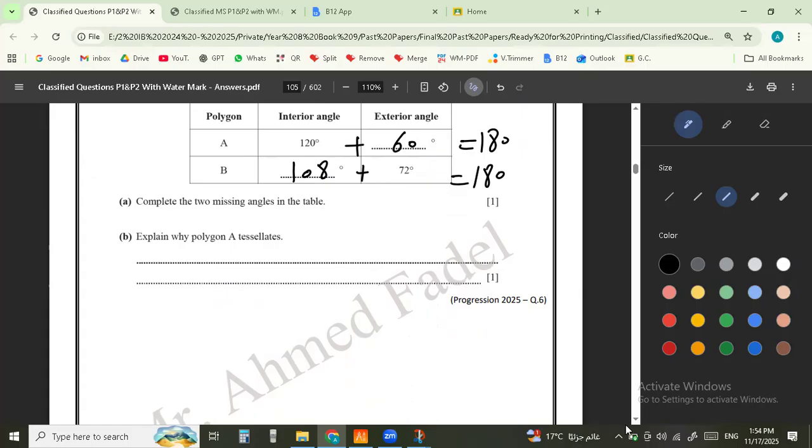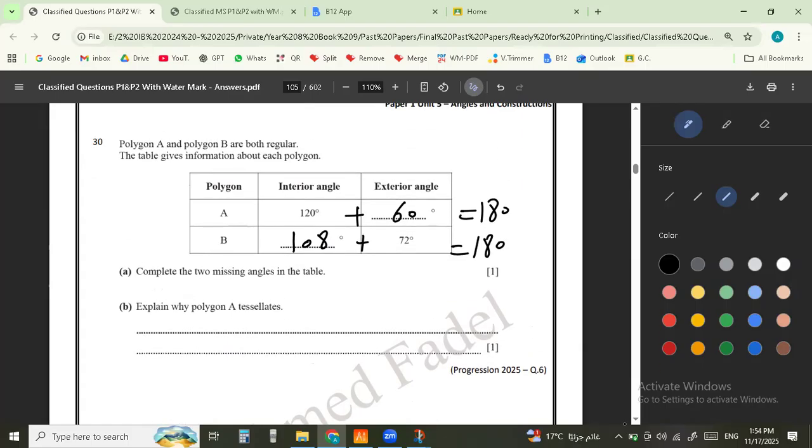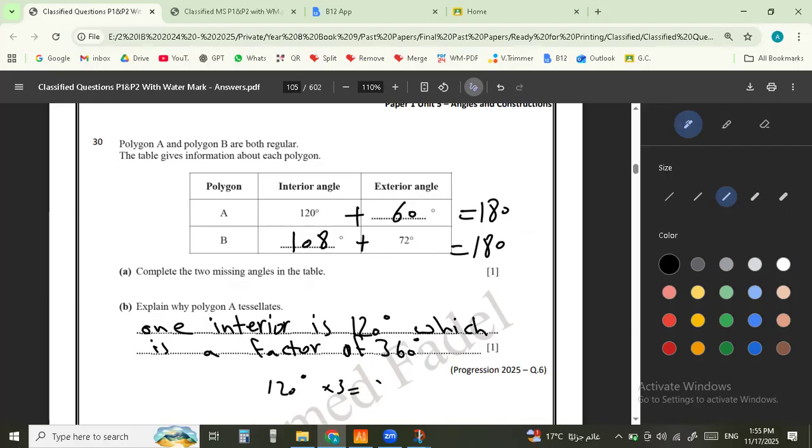Explain why polygon A tessellates. Polygon A tessellates. Why? Yes, because one interior is 120 degrees, which is a factor of 360 degrees. 120 times 3 equals 360, which means that you need 3 of this polygon A for it to complete the 360 degrees.